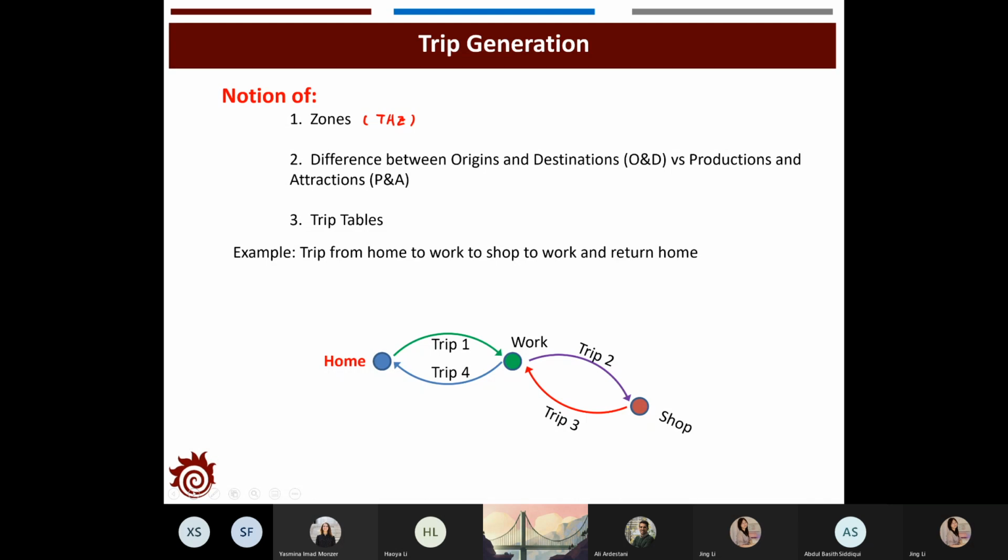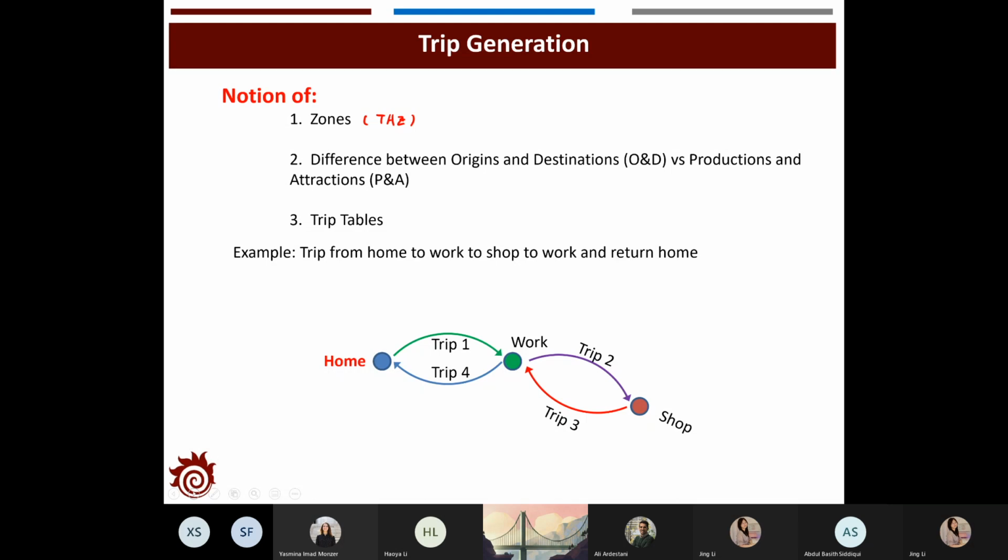They commute to their workplace, and then at lunchtime, they go outside to take a lunch, and then go back to work. And at the end of the day, they drive back home. So this is the regular set of trips that each person will take for their daily activity.